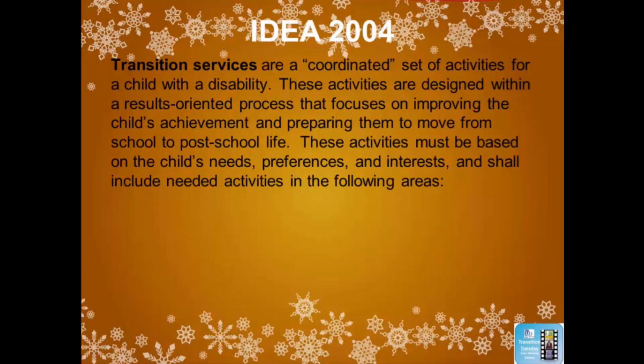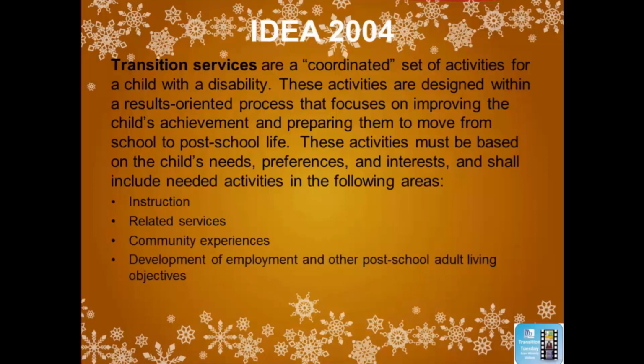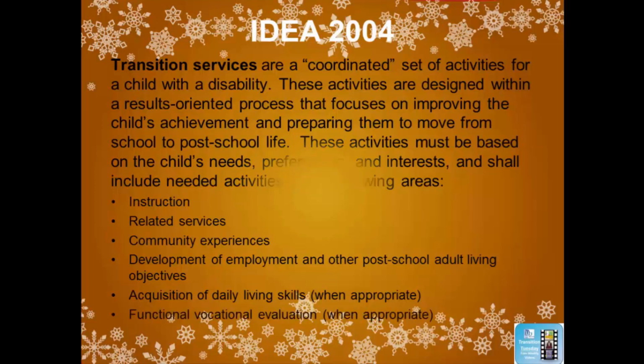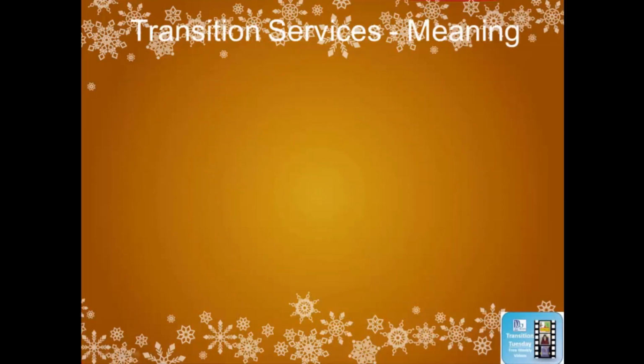These activities must be based on the child's needs, preferences, and interests, and shall include needed activities in the following areas: instruction, related services, community experiences, development of employment and other post-school adult living objectives, and when appropriate, acquisition of daily living skills and a functional vocational evaluation. So let's break down this definition a little bit.